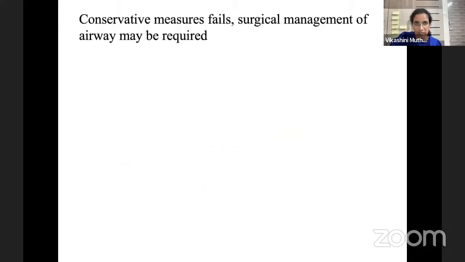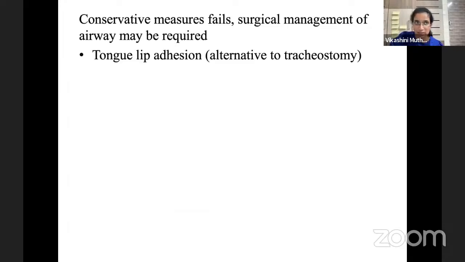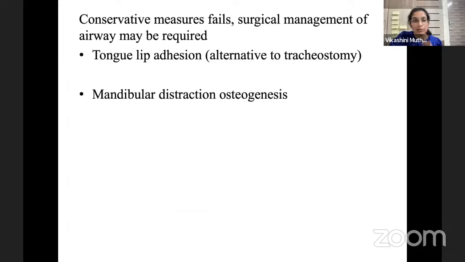If all these conservative measures fail, then you can go for surgical management where you tie the tongue to the lip. That is called tongue lip adhesion. It's an alternative to a tracheostomy. But sometimes the child can have catch-up growth. The mandible can catch up with the growth as the child grows. If so, you can wait for around 1 year. But if there is no such growth happening, then after 1 year you have the option of mandibular distraction osteogenesis, where you put some plates into the mandible and give a distraction of a few mm every day. I'll show you the picture for this.